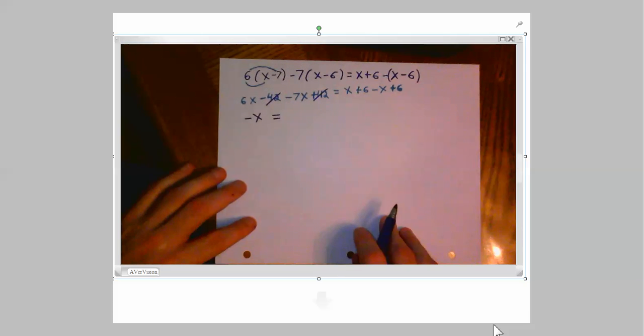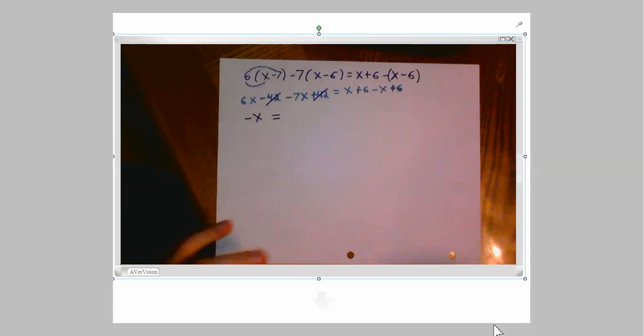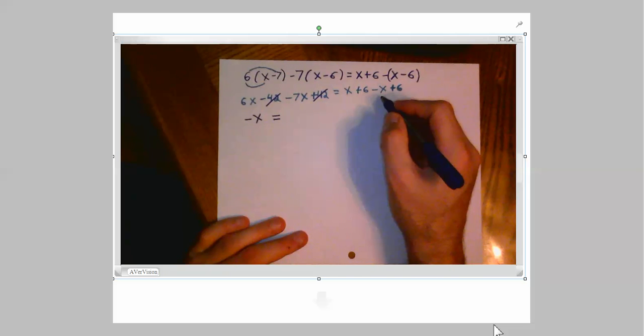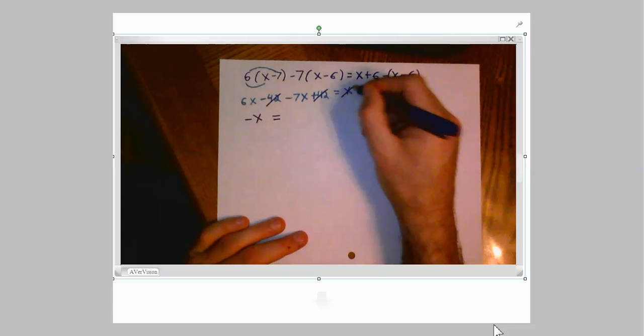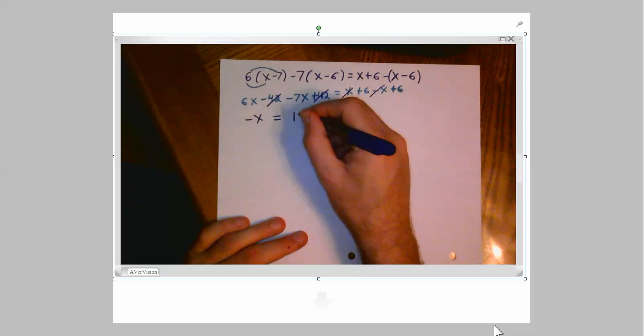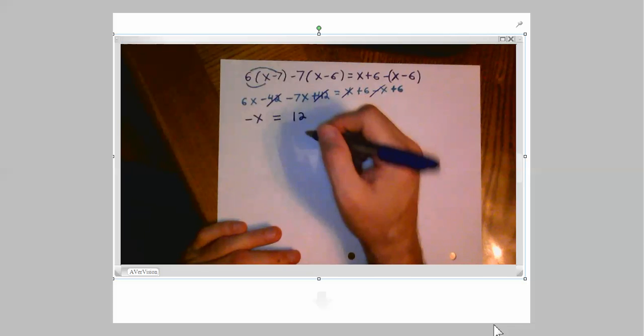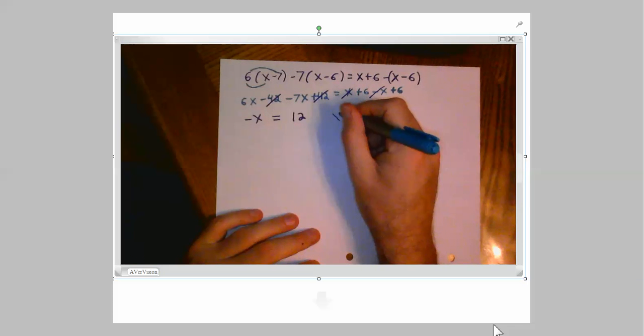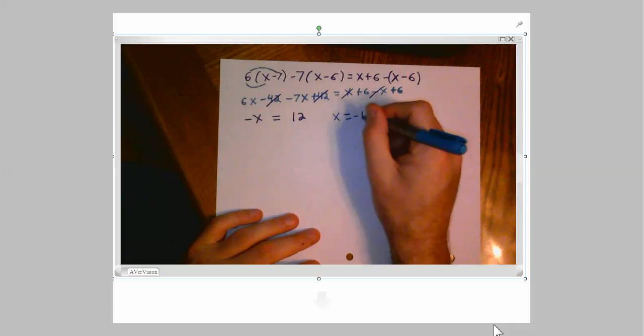Now, what does this equal? Well, if we go to this side, we have an x and we have a negative x. They're opposite signs, so x plus negative x is 0. So these cancel, and I'm left with 6 plus 6 is 12. So we have a 12 over here. Okay? So I have negative x is equal to 12, and of course, I'll go through the last step, but that's going to imply that x is equal to negative 12.